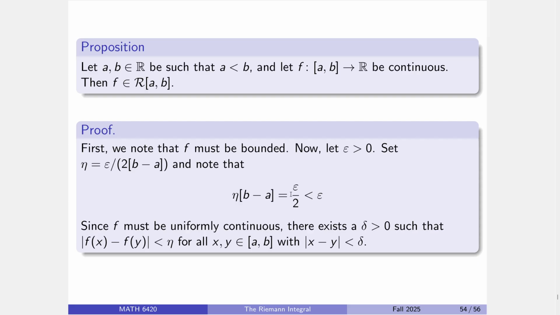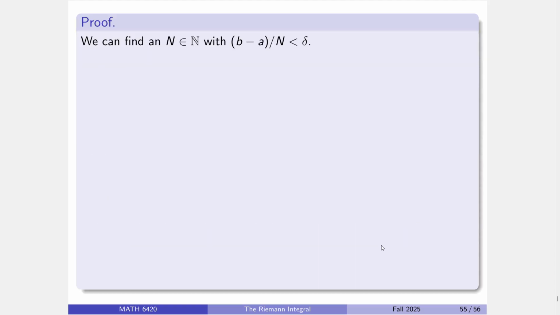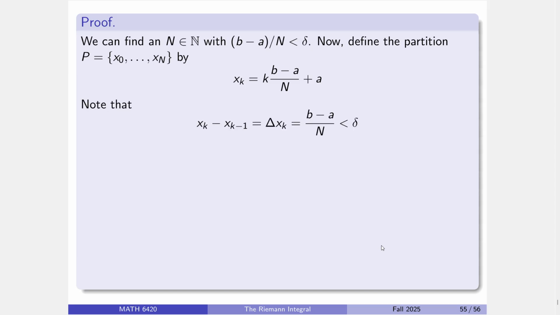Now, continuous on a closed-bounded interval means that we are a continuous function on a compact set, which means we are uniformly continuous, so there is a delta so that my outputs get within eta for any inputs that are within delta, and that's uniformly across the board. So I can find an n so that the length of the interval over n gets less than delta, so I'm going to now create the uniformly spaced partition. It'll be less than delta in mesh there. And note in particular that the delta x's are strictly less than that delta there.